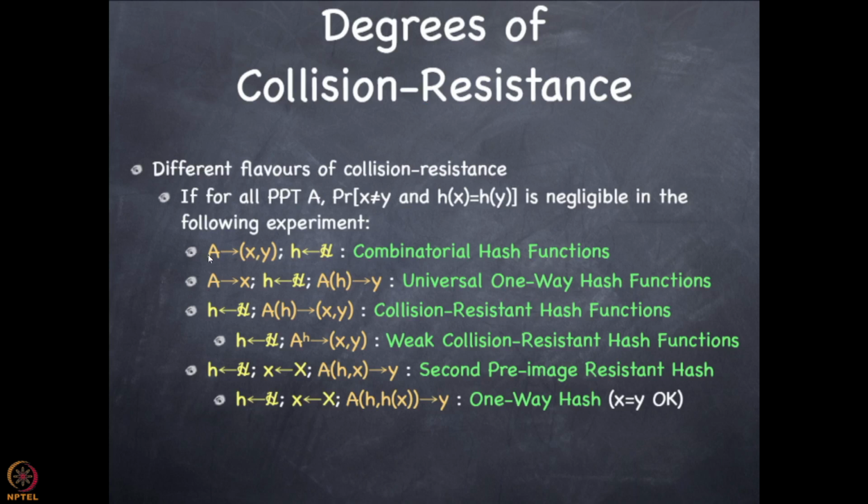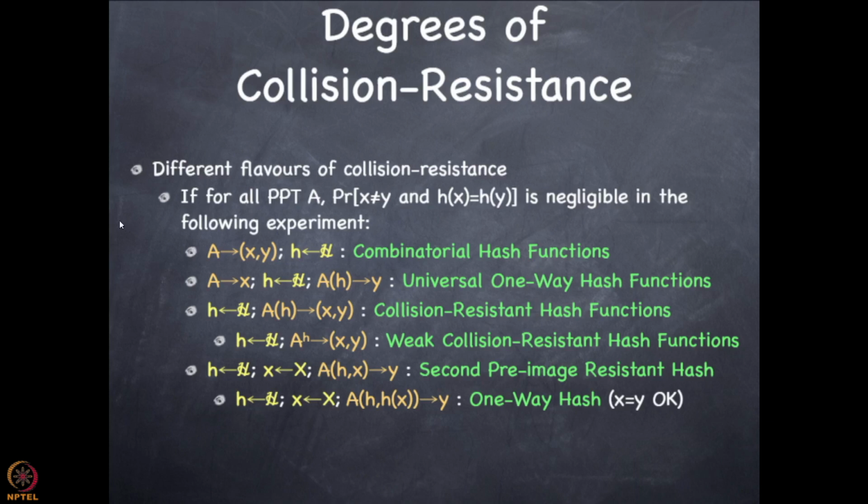Okay, so here's the first flavor of hash functions. These are combinatorial hash functions, meaning they're collision resistant information theoretically. They're not going to rely on the adversary being polynomial time. But the experiment is kind of loaded against the adversary.